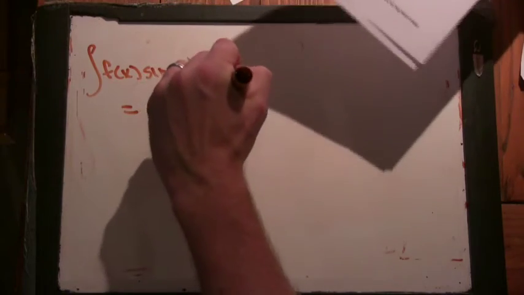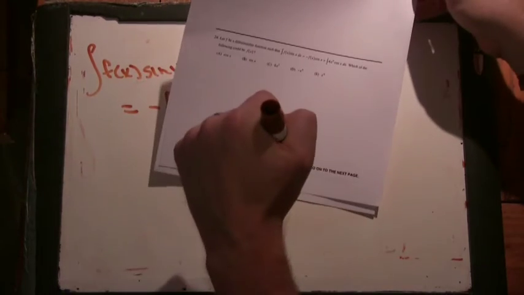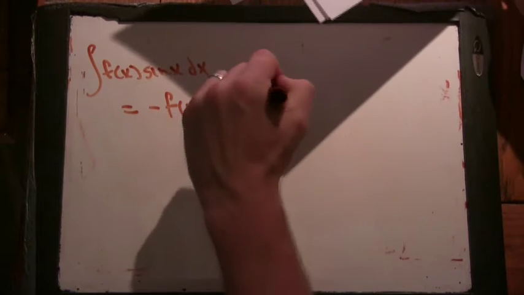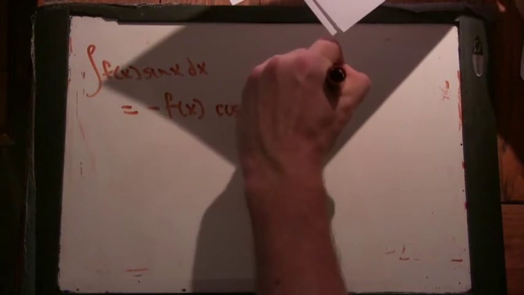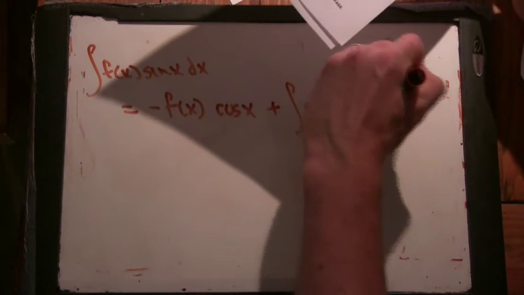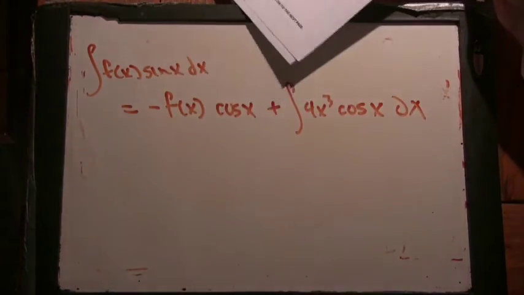The integral of f of x sine x equals minus f of x cosine x plus the integral of 4x cubed cosine x. And it says which of the following could be f of x. Okay? Alright. And you left this one blank.